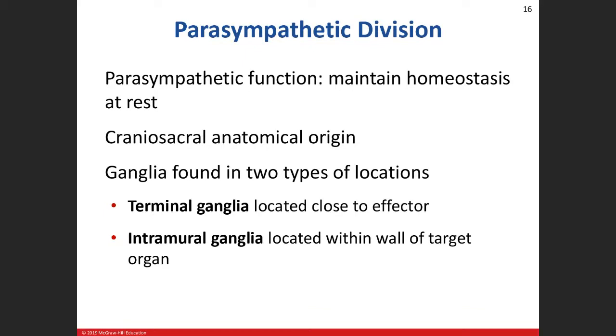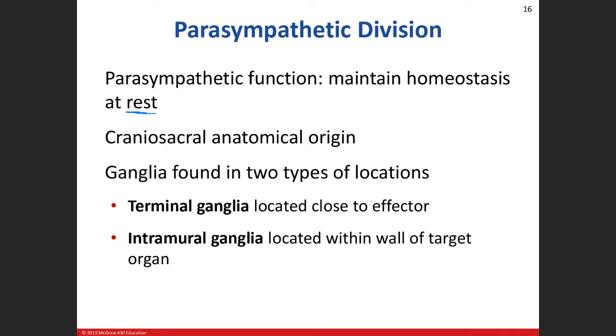So when we're talking about homeostasis, we're going to be talking about the parasympathetic division and the sympathetic division and how they affect that homeostasis. When we talk about the parasympathetic, this is going to be everything that happens when you're resting, like when you're sleeping tonight. Your parasympathetic nervous system should be kicking in big time, doing its thing.